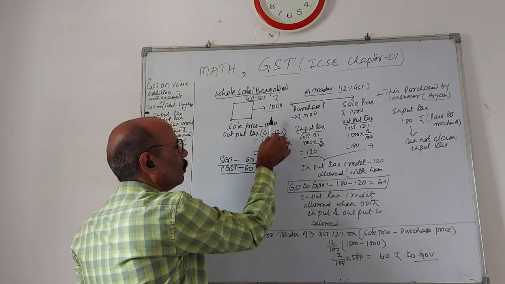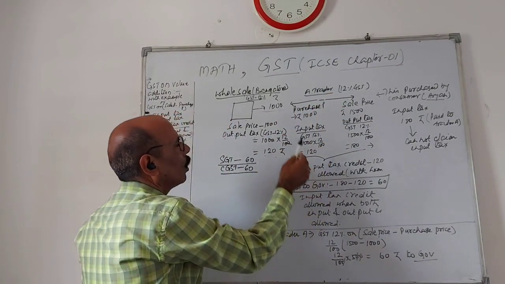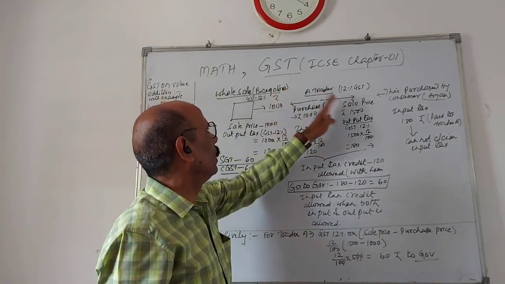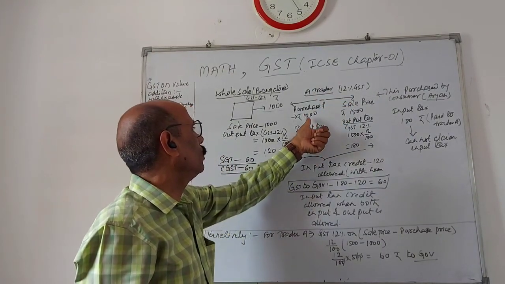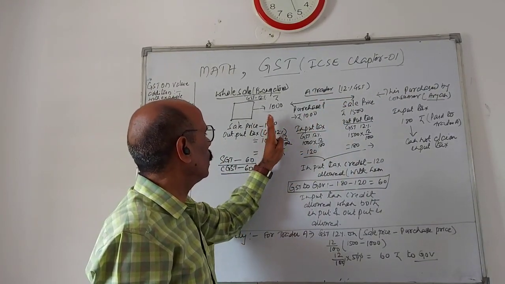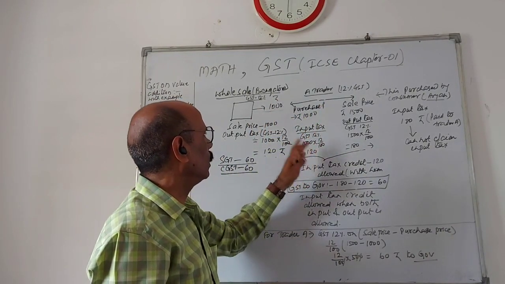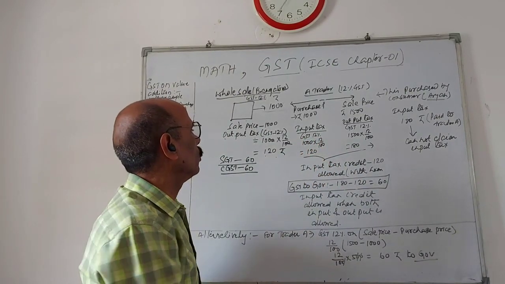This same GST for trader A is called what? Input tax. This item is in with this trader. This is input. So input tax, whatever is output here is transferred here as input. 12% GST, and this is 120 rupees.